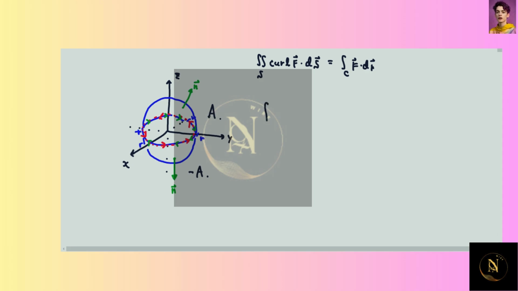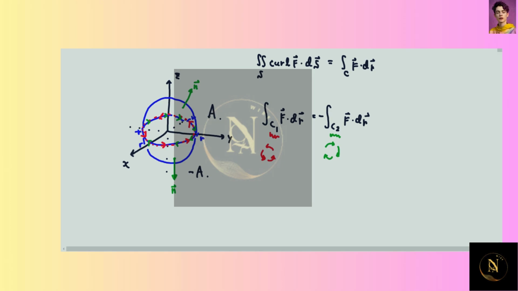I can say that, let's say C1 is the original red one with the counterclockwise C, integral of F dot dr. And then the other one, C2, is going to be the clockwise C, integral of F dot dr, but it's the negative version.